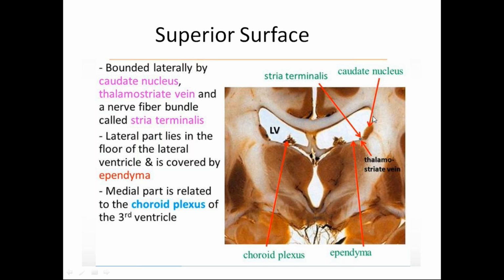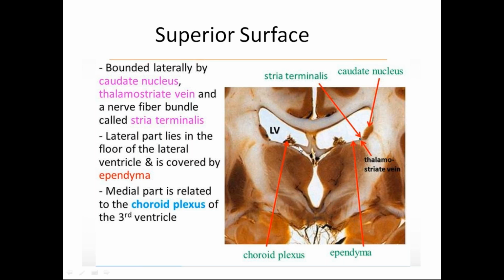Between the thalamus and the caudate nucleus, there are two very important structures: the thalamostriate vein, and a nerve tract called the stria terminalis. For the time being, just remember these two names. Stria terminalis is a connecting pathway. We will be discussing that later. It runs between the amygdala and the habenular nucleus, and the lateral part lies in the floor of the lateral ventricle covered by ependyma.